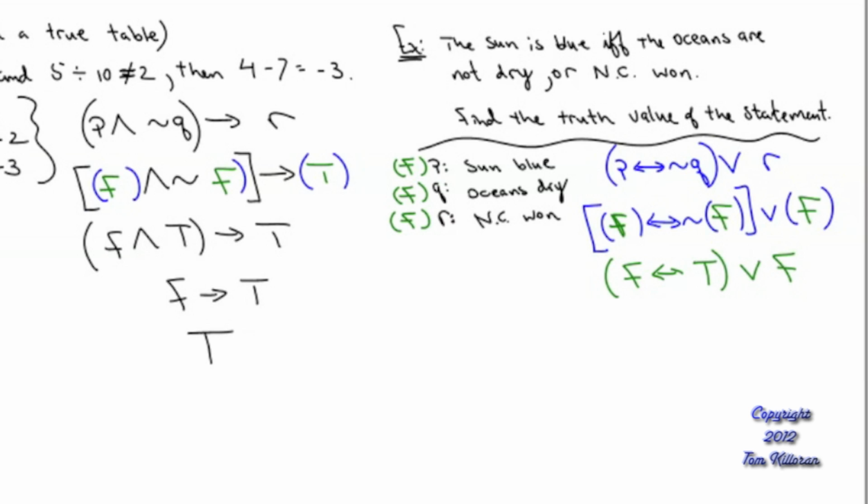Where do I do my work? In the parentheses. False if and only if true. The keyword for if and only if is true only if they're exactly the same. And these are opposites. This is like a negative times a positive is a negative, or false. False or false? False. Or is only false when both are false. So this statement is false.